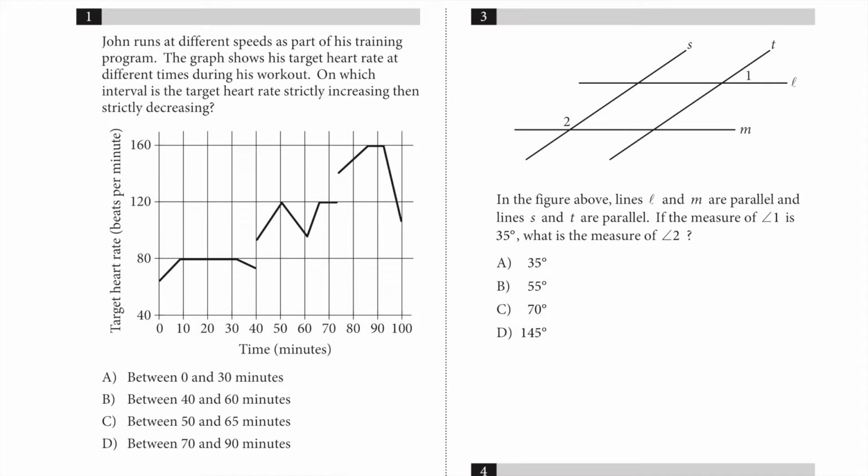John runs at different speeds as part of his training program. The graph shows his target heart rate at different times during his workout. On which interval is the target heart rate strictly increasing, then strictly decreasing?